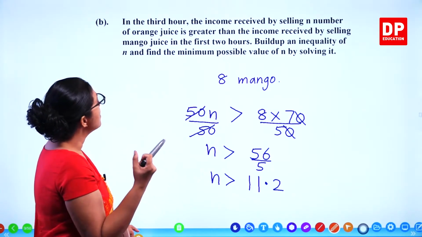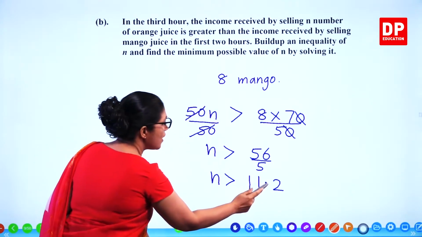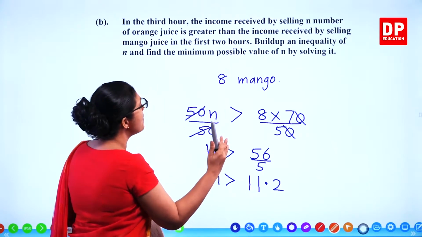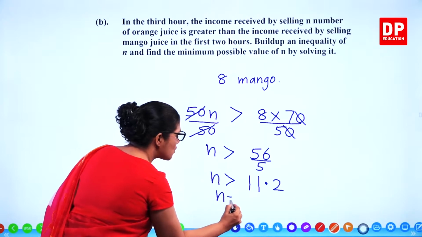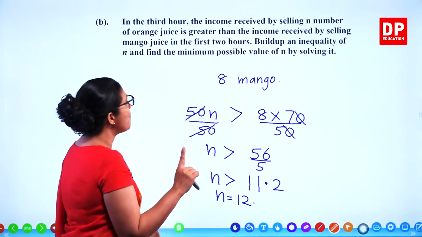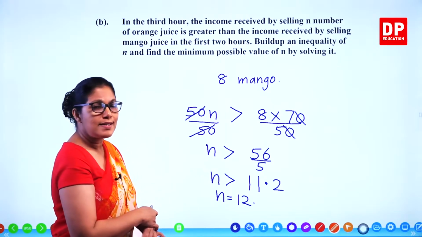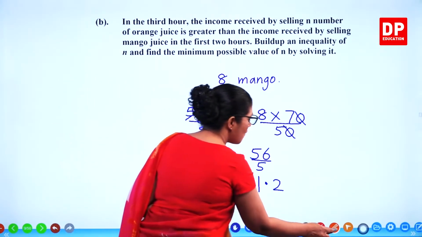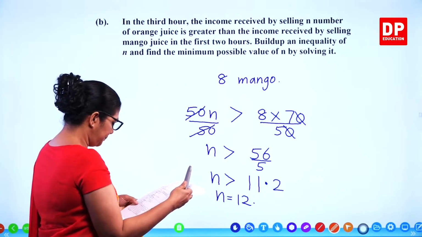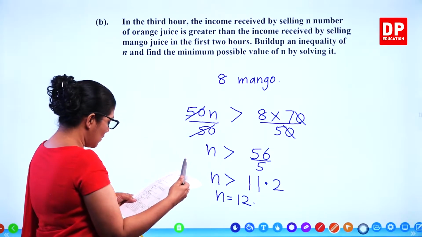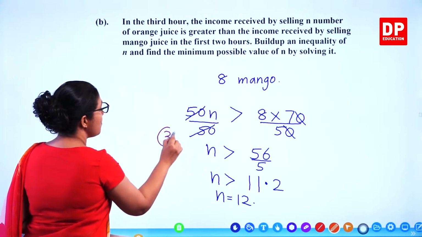That's the number of juice drinks. So here, what's the lowest number? Minimum possible value? That's the next digit. So n is 12. 12 orange juice drinks should be there. n equals 12. So let's give marks. You are getting 3 marks for that. So earlier we gave 7 and for this one 3 marks.